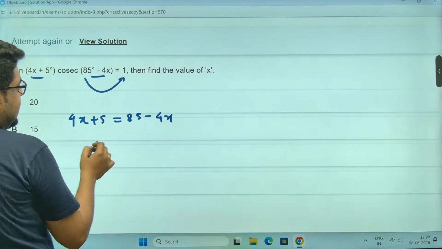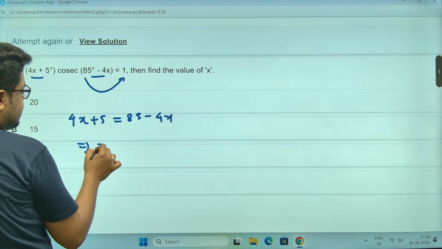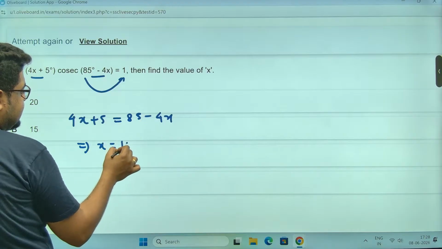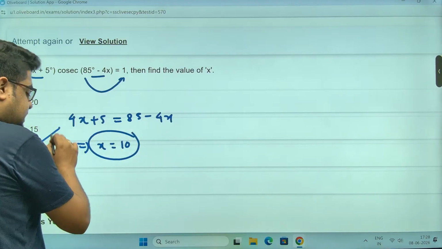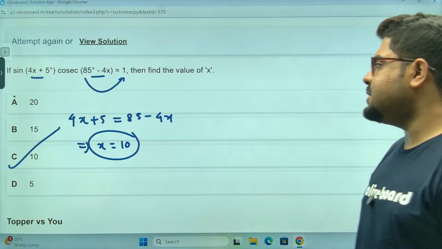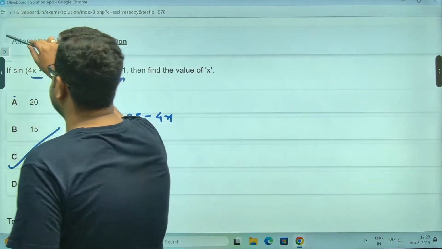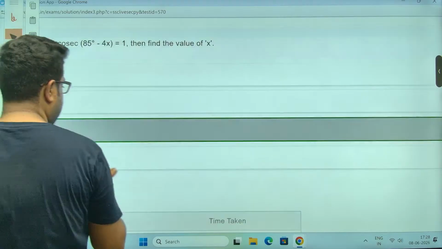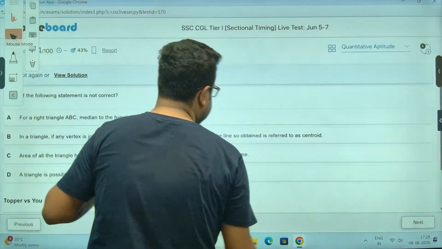So this is 8x is 80, so x is 10 degrees. Sir, option C. Option C is your correct answer. Option C must be your correct answer, sir, without fail. Chalo, perfect. Next one, please.